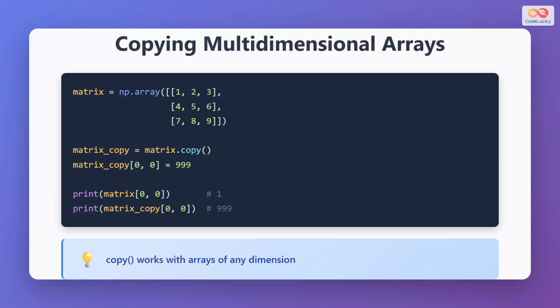The copy method works seamlessly with multidimensional arrays as well. Here's an example with a two-dimensional array, which we call a matrix. We create a 3 by 3 matrix with values 1 through 9 arranged in rows. Then we create a deep copy using the copy method. When we modify the element at position 0, 0 in the matrix copy to 999, the original matrix remains untouched. The original matrix's first element stays at 1, while the copy shows 999. The copy method handles arrays of any dimension, whether they're one-dimensional, two-dimensional, or even higher dimensions.